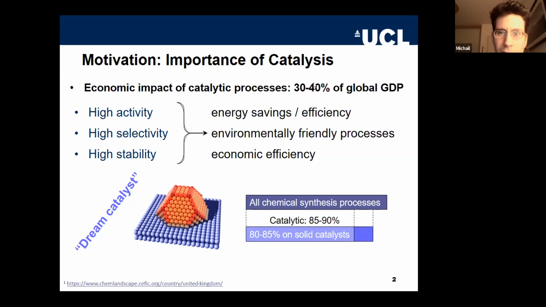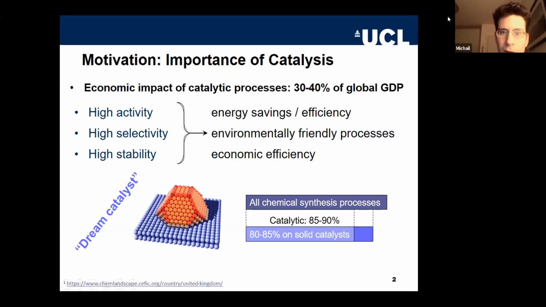It is estimated that catalytic processes are contributing to something between 30 and 40% of the global GDP. So this shows how important catalysis is. And in terms of the practicalities of it, what we need for a dream catalyst is to exhibit high activity, high selectivity, and high stability so that we can accelerate the chemical reaction towards the products that we want and not byproducts. And also the functionality of the catalyst has to remain stable for long time scales so that we don't need to stop the chemical process every so often and replace the catalyst.